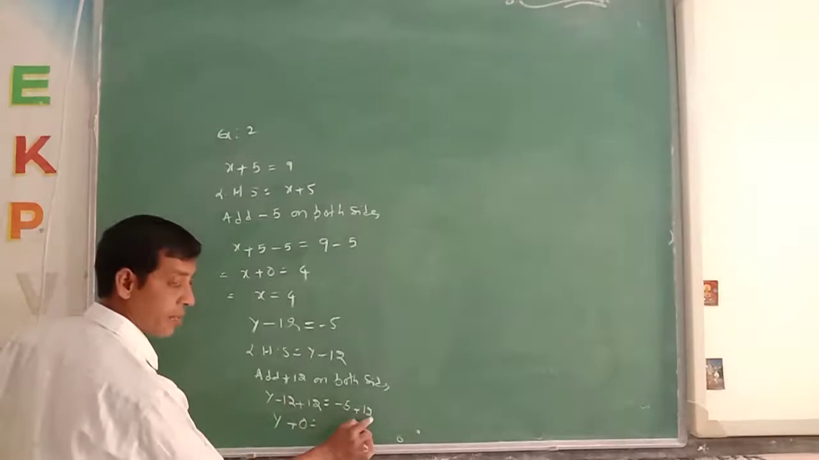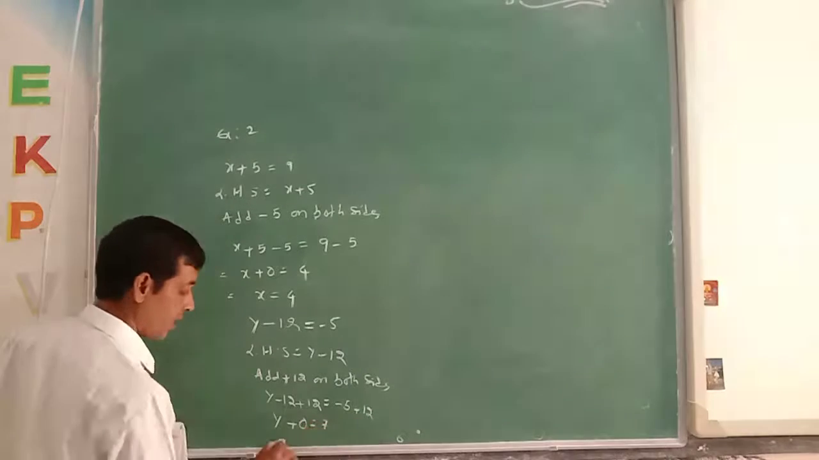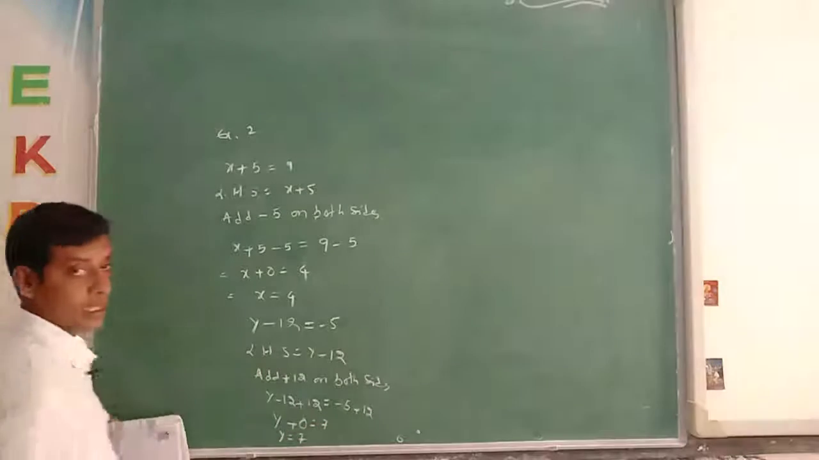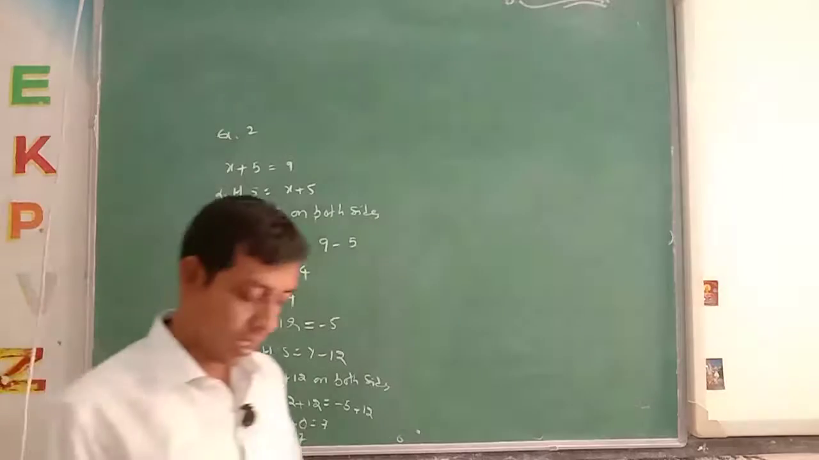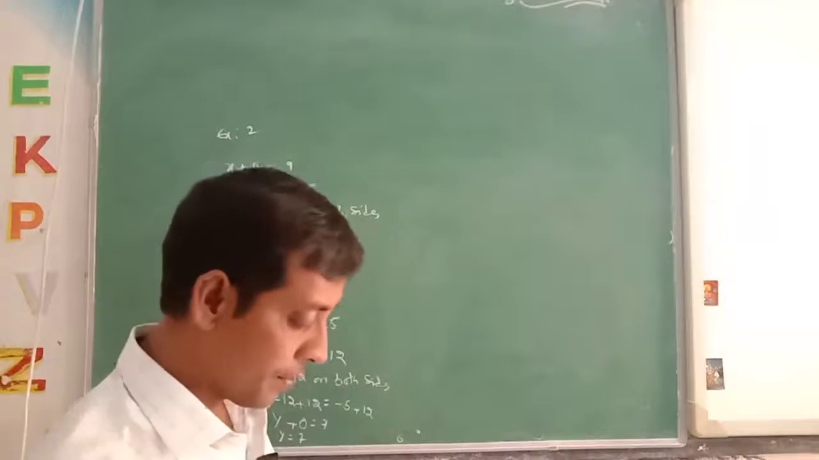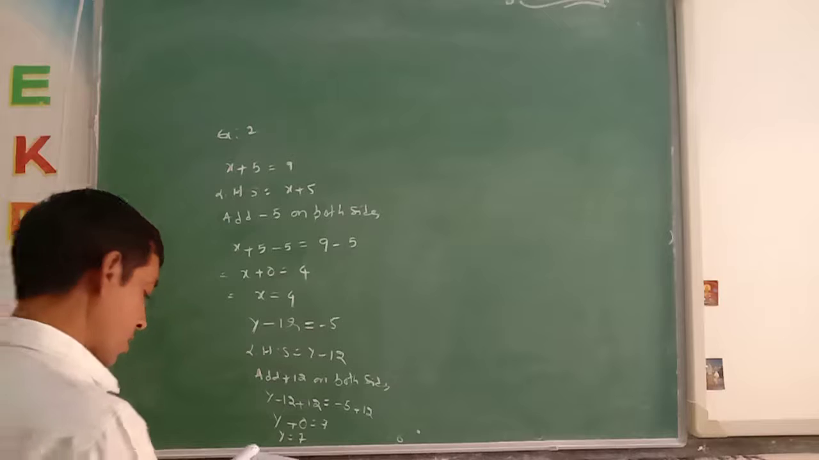Minus 5 plus 12. This is a small number and this is a big number. 12 minus 5, what is it? 7. So y is equal to 7. This is called solving without transferring the values. Okay? Next.